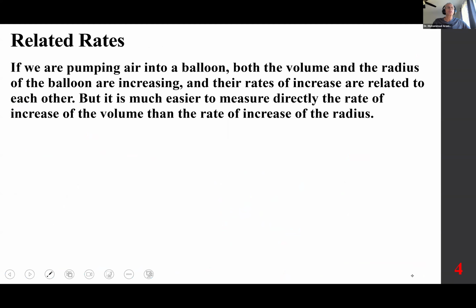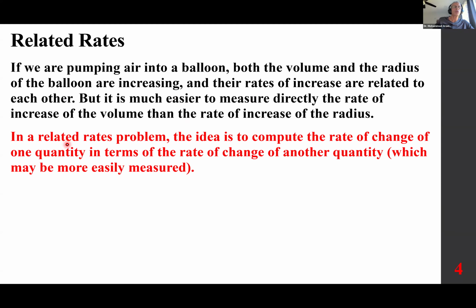And now related rates. If we are pumping air into a balloon, both the volume and the radius of the balloon are increasing, and the rates of increase are related to each other. But it is much easier to measure directly the rate of increase of the volume than the rate of increase of the radius. In a related rates problem, the idea is to compute the rate of change of one quantity in terms of the rate of change of another quantity, which may be more easily measured.